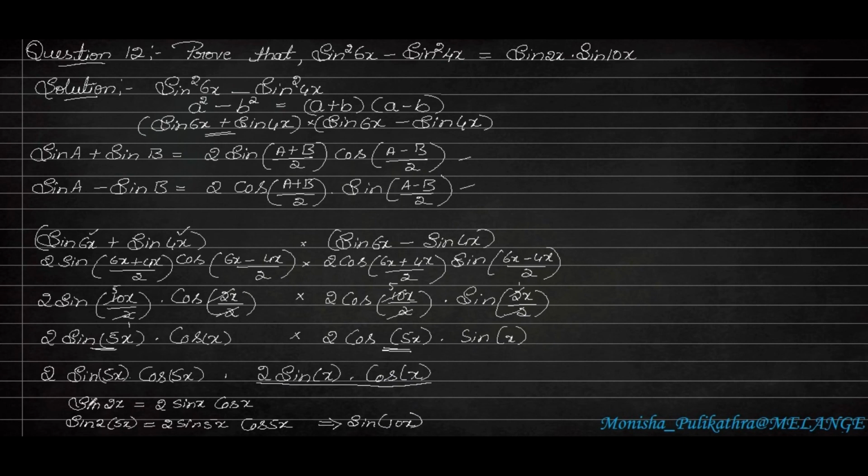So 2 sin x cos x will become sin 2x, and 2 sin 5x cos 5x will become sin 10x. So instead of this, we can write it as sin 10x, and instead of this, we can write it as sin 2x. After comparing, the answer is sin 2x into sin 10x. So this is the thing we have to prove. So we obtained it, right? Hence proved. So I hope you understood this.